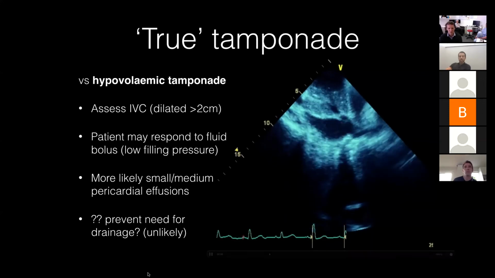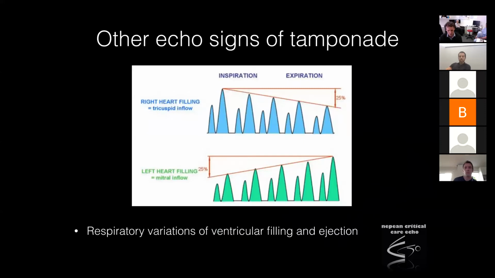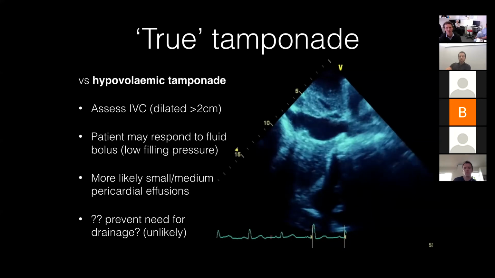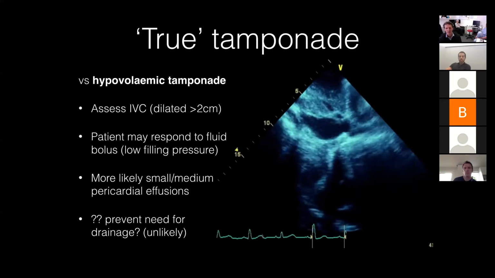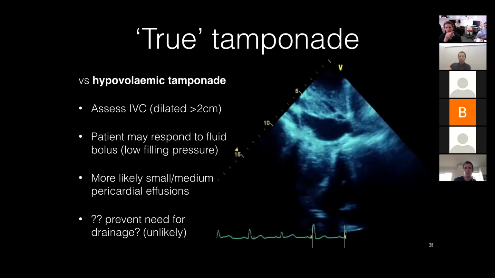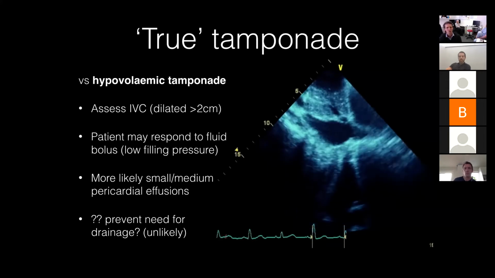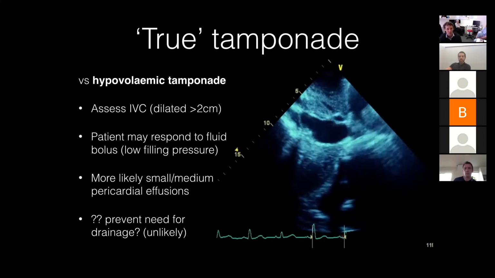So let's talk about this one. As you said, this is almost like hypovolemic, or what they call pseudo-tamponade, where if your IVC is not dilated, that means the patient's underfilled, and therefore those chambers are more likely to collapse because they don't have blood in them. So it's more likely to happen if you've got a small or medium pericardial effusion, because they have low pressure.